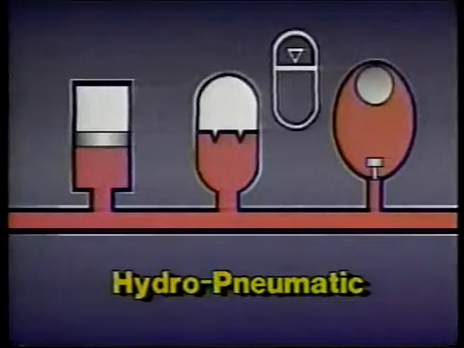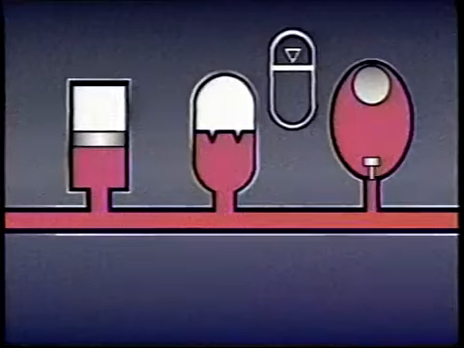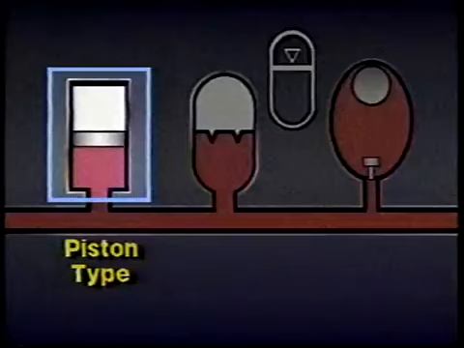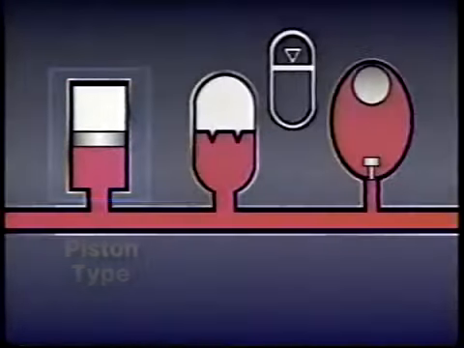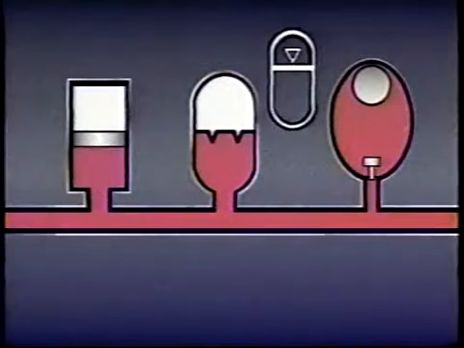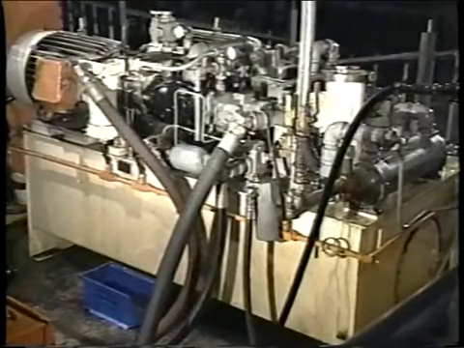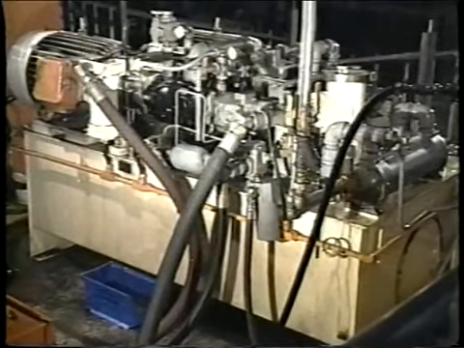One of the most common accumulators is the hydro-pneumatic type. They operate essentially the same as spring-loaded units, except they use a compressed gas in place of a mechanical spring to store energy. There are several kinds of hydro-pneumatic accumulators. One kind has a moving piston which separates the gas from the hydraulic fluid. A second kind uses a flexible diaphragm. And the third kind uses a rubber bag or bladder inside a steel shell or housing. Let's take a closer look at how hydro-pneumatic accumulators work.